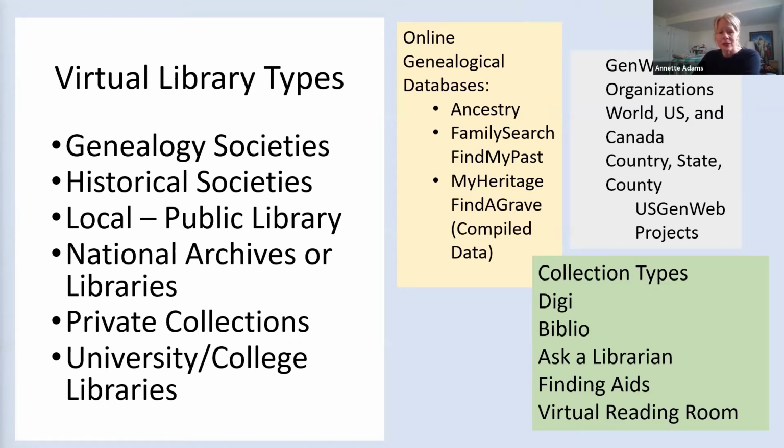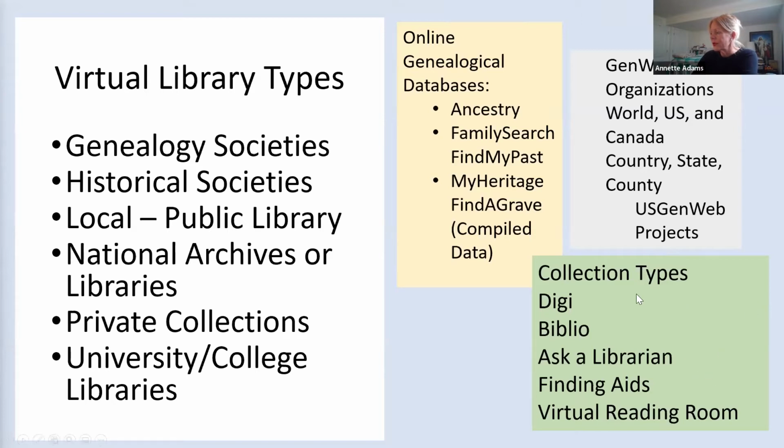And Find My Past, for example, has an excellent connection to the Allen County Library and their collections, which are pretty awesome. And then there's MyHeritage and Find a Grave. Then we also have GenWeb organizations for the world, US, and Canada, and these are broken down into country, state, and county. And these projects can be really awesome to access because you may be able to search online and find connections that are available to you to get more information as a physical repository.